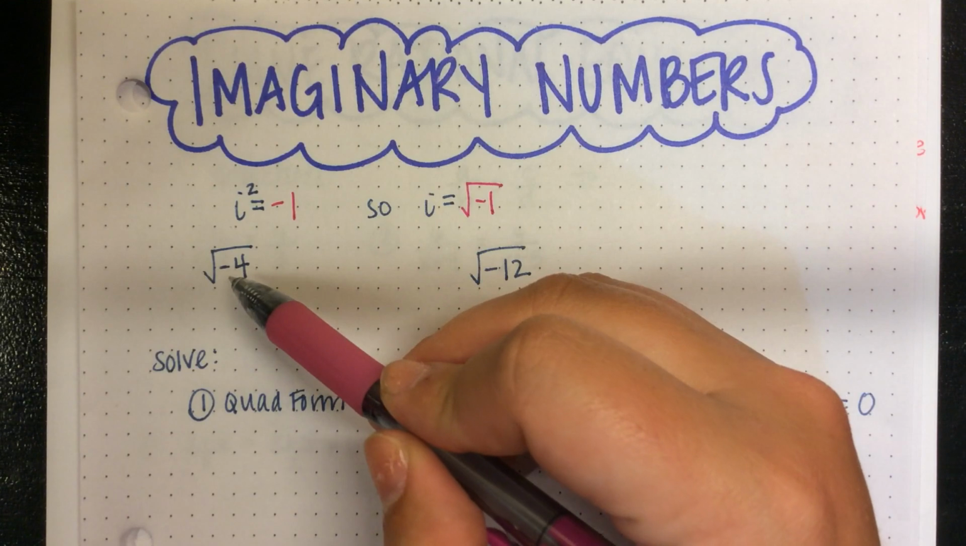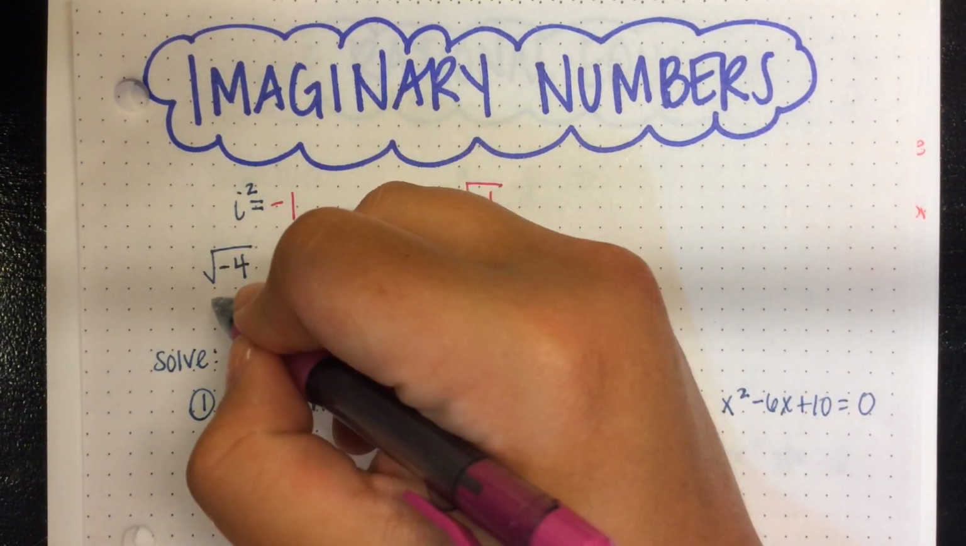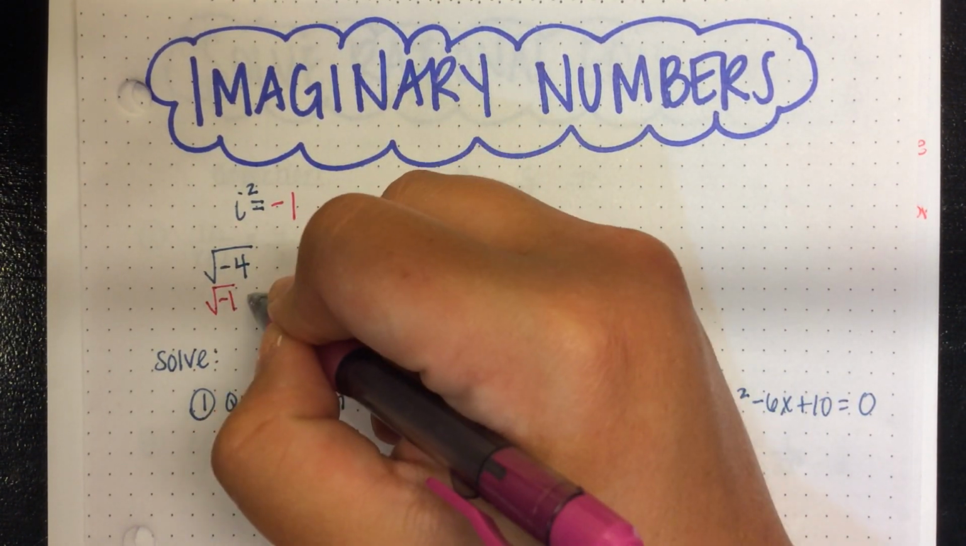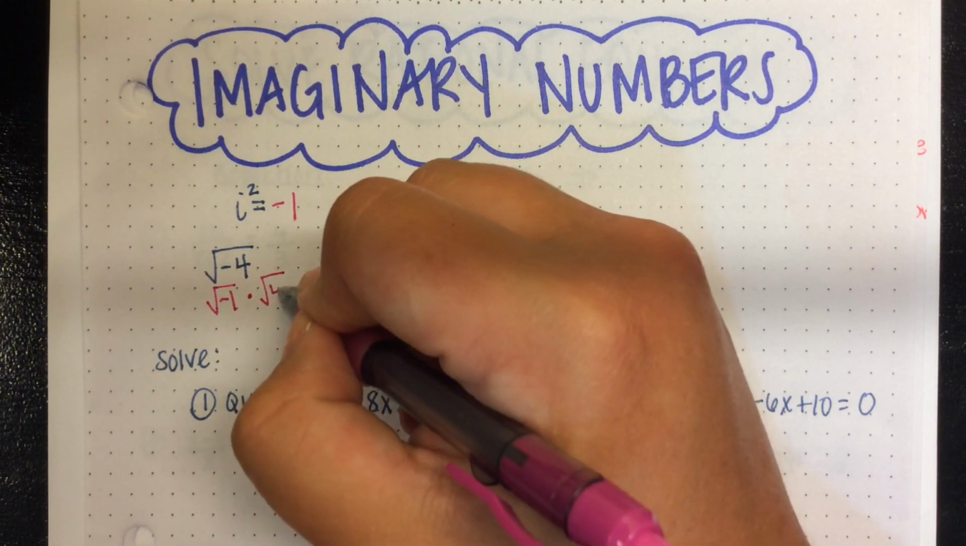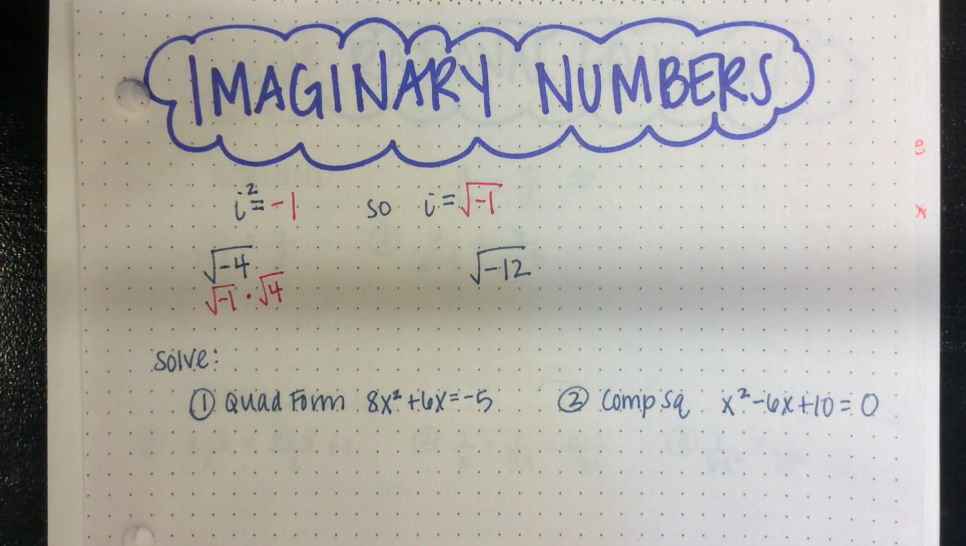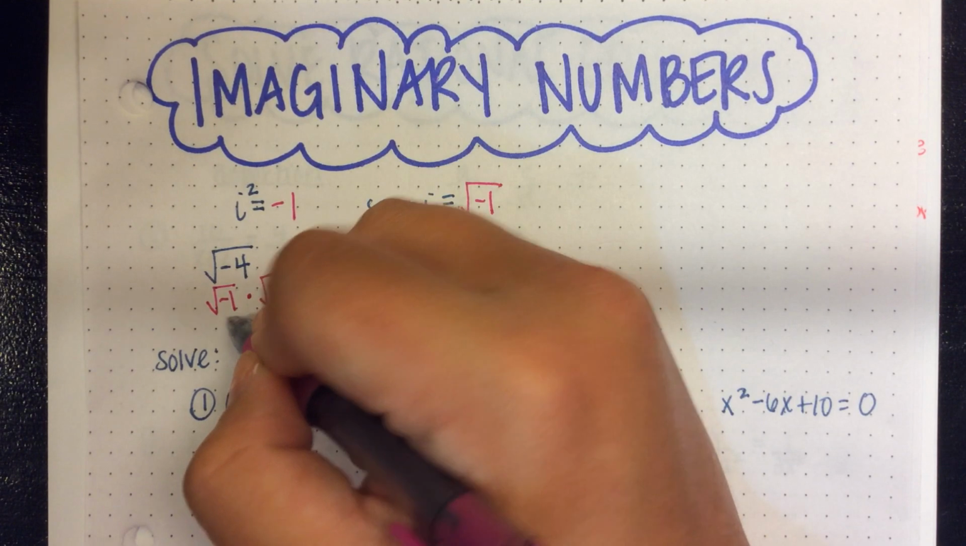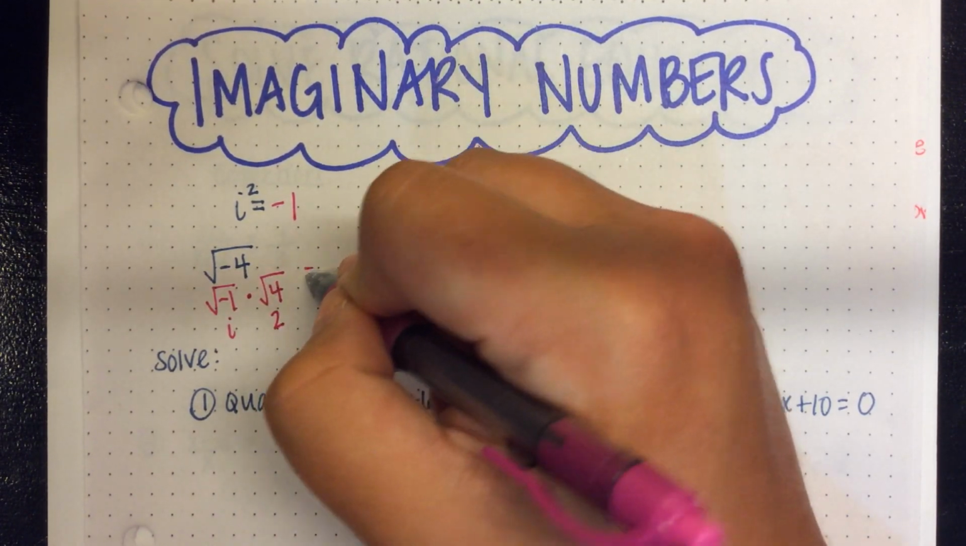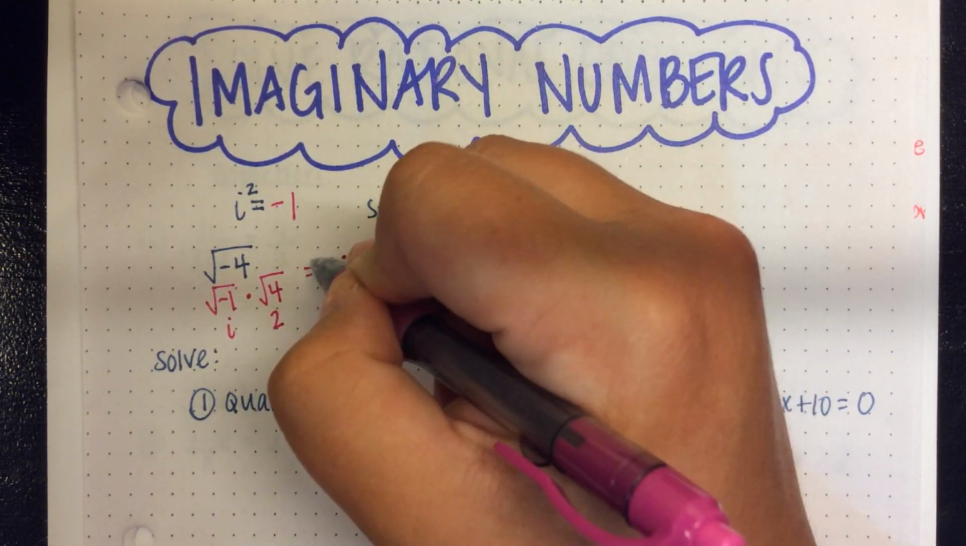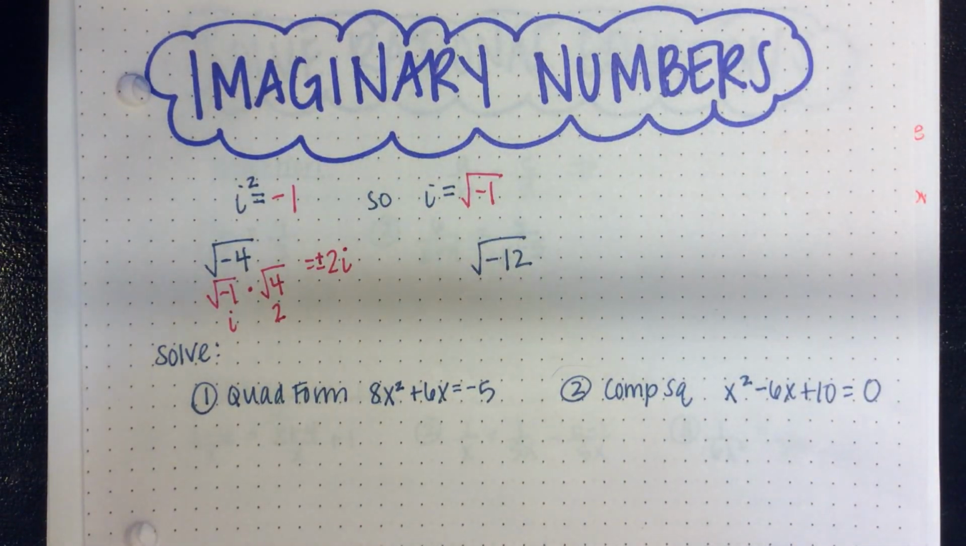So if I have a negative under here, I can treat this as the square root of -1 times the square root of 4. Right? So the square root of -1 is i, the square root of 4 is 2, so that means that the square root of -4 is plus or minus 2i.